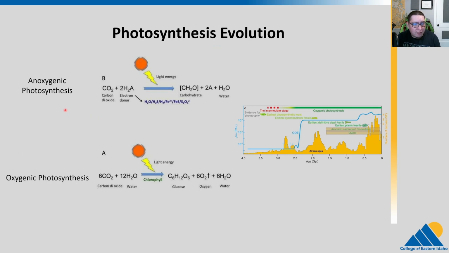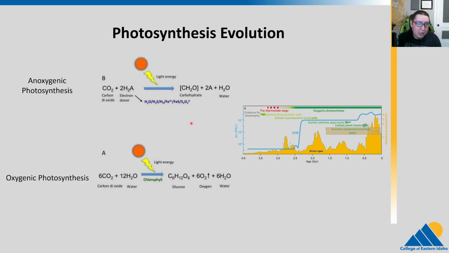So photosynthesis initially did not involve the production of oxygen. We call this early phase of photosynthesis anoxygenic photosynthesis. It took CO2 and some other electron donor. This could be water, it could be hydrogen sulfide, H2, iron sulfide, things like this, and fixed the carbon using those, using light energy. Now you'll notice no oxygen is produced in this reaction.